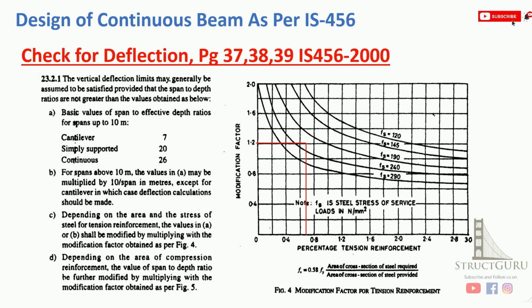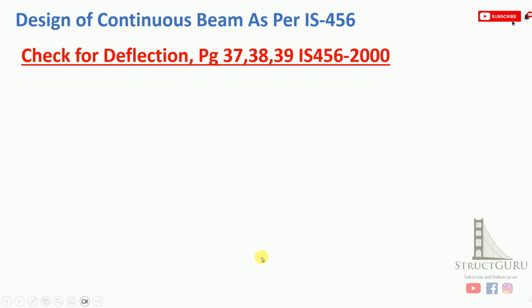Finally, we need to check for the deflection with respect to these two clauses. As we are going to design a continuous beam, for continuous beam, according to span to depth ratio, the value is given as 26. So now we need to find out the modification factor for tension reinforcement by calculating the Fs value using this expression and the percentage reinforcement which we have utilized in our tension design.